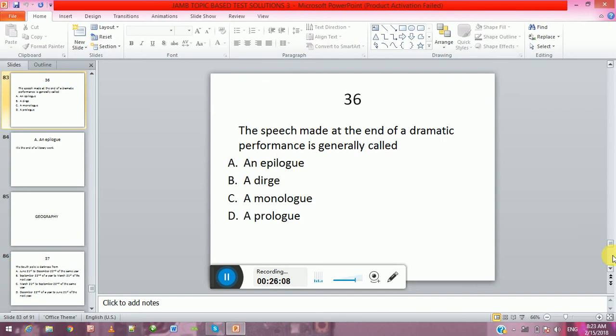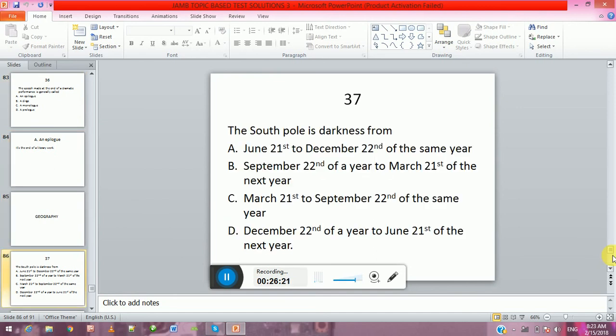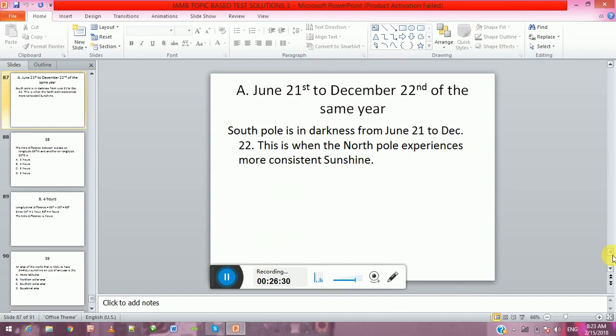The speech made at the end of a dramatic performance is generally called an epilogue. An epilogue, that is the speech made at the end of a dramatic performance. Take note. Geography. The South Pole is in darkness from when to when? When is the South Pole in darkness?